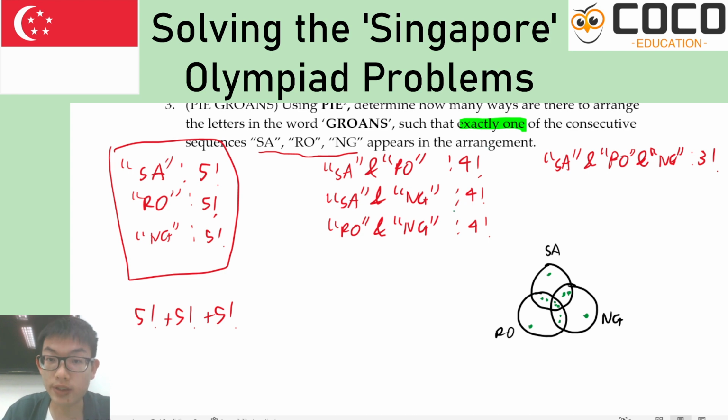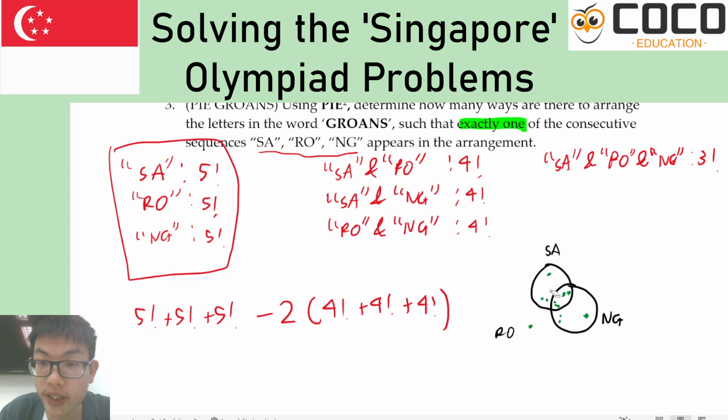But I don't just want to subtract it off to make it count once. I want to make it count 0 times. This here should be gone. Which means that I need to, let's say for SA and RO, that will be here. I need to subtract it off twice. So I need to subtract the 4 factorial, 4 factorial, 4 factorial 2 times each, which is going to do something a bit weird. What it's going to do is that you subtract off 2 dots here, 2 here and 2 here.